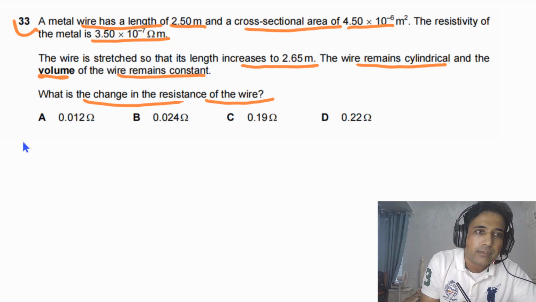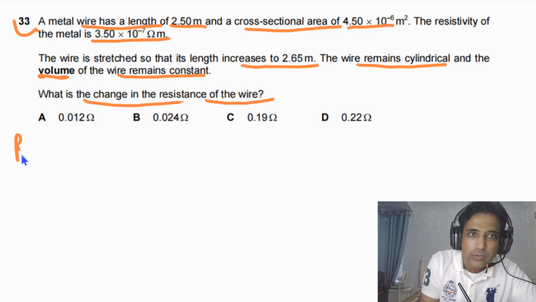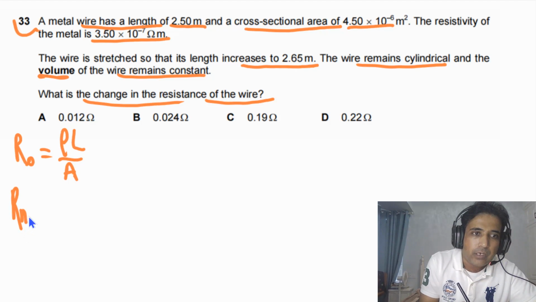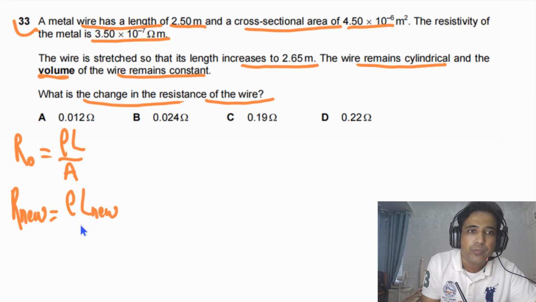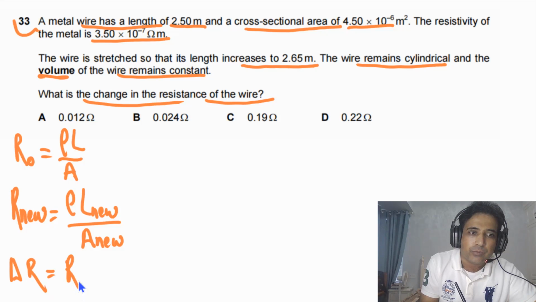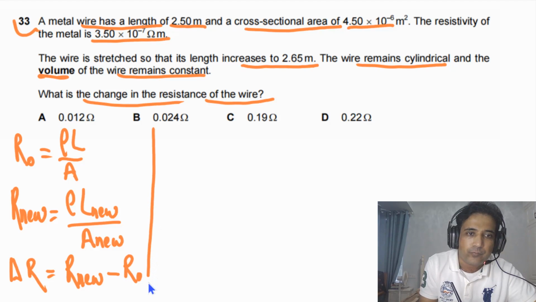So first of all, we can calculate the value of R naught. To calculate that, we simply need rho L by A, so we can find the value of resistance. Then we can find the value of R new, which will be equal to rho times L new divided by A new. And we need to find the change in resistance, meaning delta R. This will be simply equal to R new minus R naught.